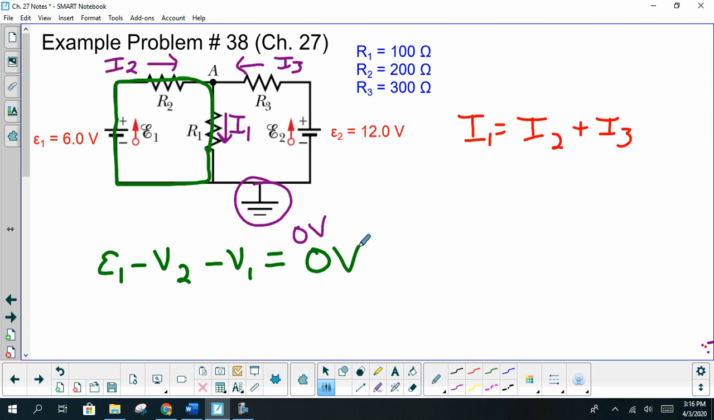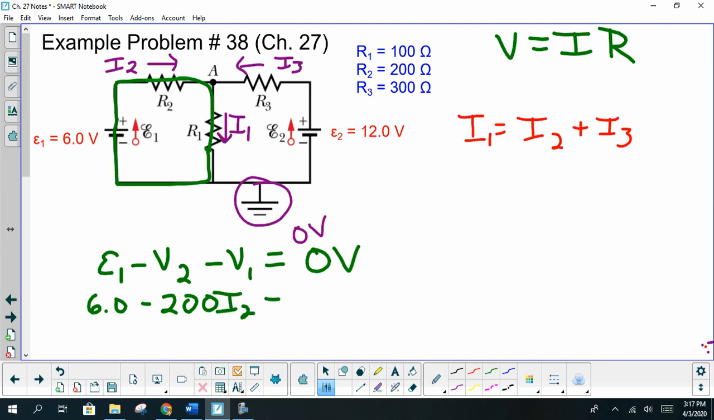You can actually put in your numbers for your EMF and know that our voltage drop across any of our resistors will be our current times our resistance. So we'll use that Ohm's law to rewrite. This equation becomes an EMF of 6.0 volts minus our resistance for 2, which is 200 times I2, minus 100 times I1 is equal to 0.